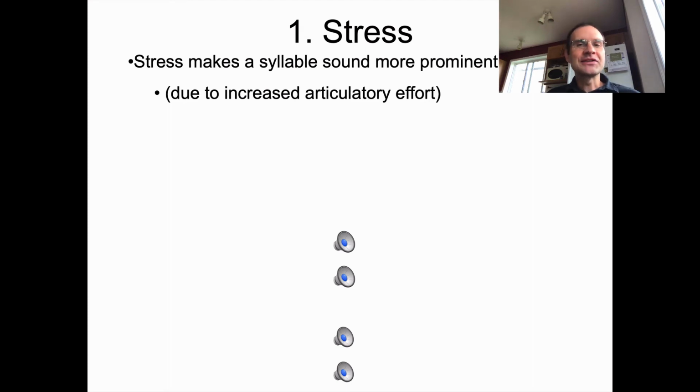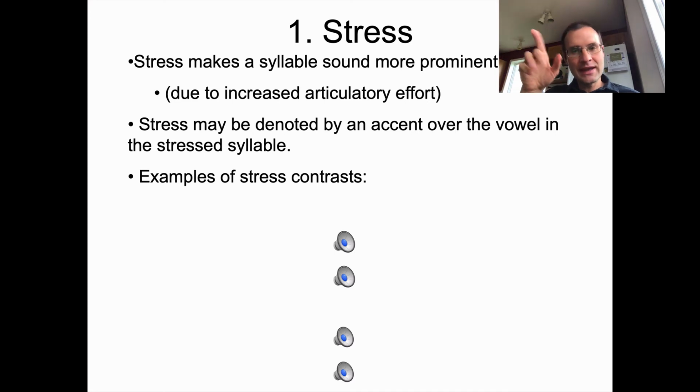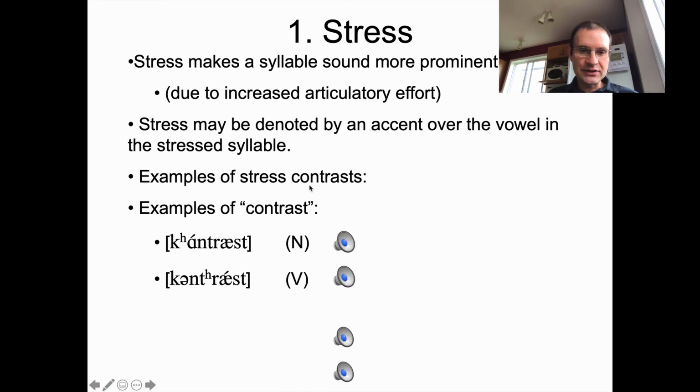Stress makes a syllable sound more prominent. You're basically putting more articulatory effort into it, and that yields a lot of different things. It yields a lot more intensity, a lot higher pitch, and usually a longer duration as well. The way we're going to transcribe that is by putting a little accent mark over the vowel in the middle of a stressed syllable. And if you have a syllabic consonant as the peak of that syllable, then you put the accent mark over the syllabic consonant as well. But let's take the easiest examples first.